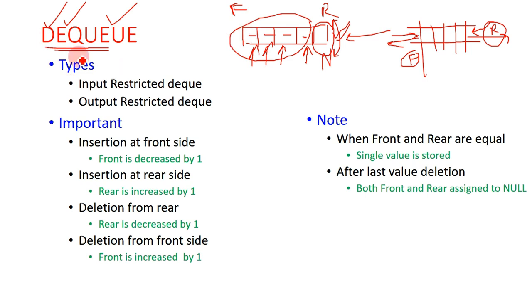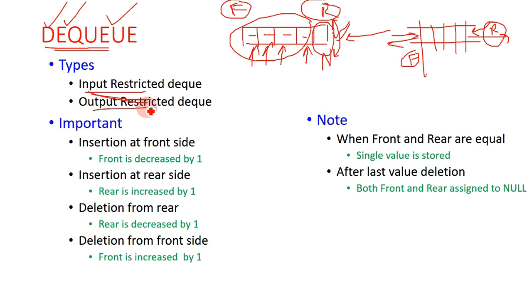There are further types of the DQ. One is called the input restricted DQ. Input restricted DQ means that you restrict the operation on insertion. Insertion is only possible from the rear end, but deletion is possible both from the front end as well as from the rear end. So in input restricted DQ you cannot do insertion from the front side.